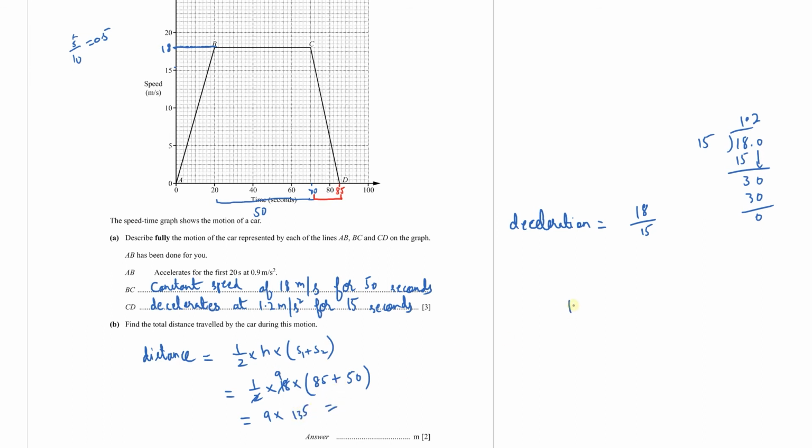So you have to find 135 times 9. 9 fives are 45, 4 carry. 9 threes are 27. 27 plus 4 is 31. 3 carry. 9 ones are 9. 9 plus 3 will be 12. So the total distance is 1215. 1215 meters traveled by the car during this motion.